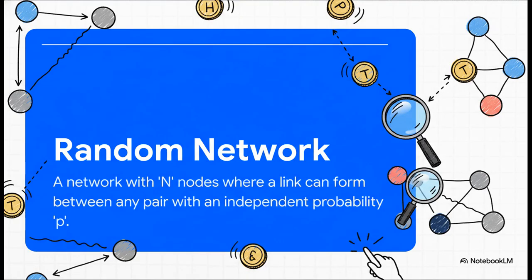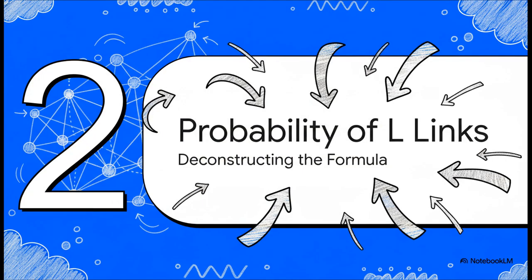These are your nodes. Now, for every single possible pair of people, you and me, you and that person over there, we flip a coin. But it's a special, weighted coin. It has a probability p of landing on heads. If it's heads, a link forms, a friendship. If it's tails, with a probability of 1 minus p, nothing happens. And the key word here is independently. The outcome of one coin flip has no effect on any other. That's a random network.